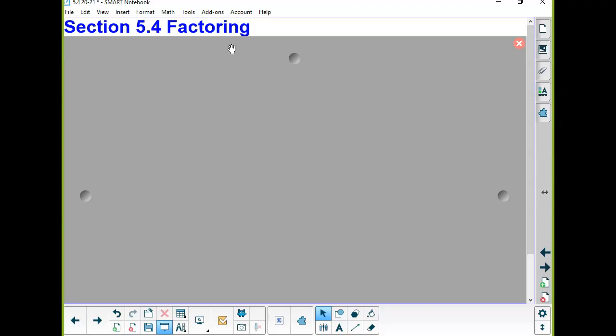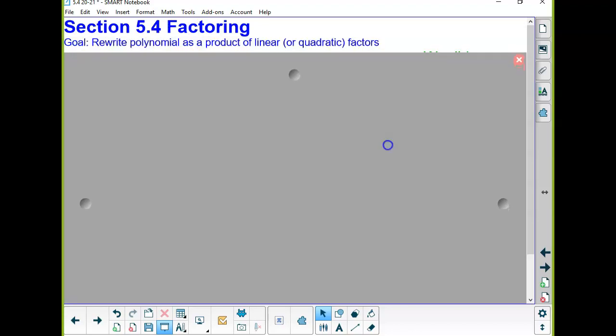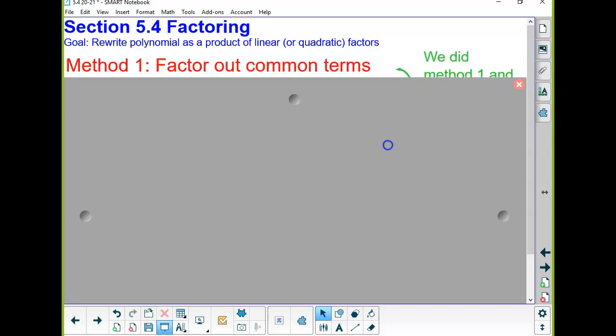Now, one of the nice things about factoring is, well, what is factoring? It's to take a polynomial and rewrite it as a product of linear or quadratic factors. So like x times 2, or x plus 2 times x plus 3 times x. That's factoring, right? There are 4 methods we're going to learn today, and that's going to sound like a lot. However, we've already done the first 2 methods.